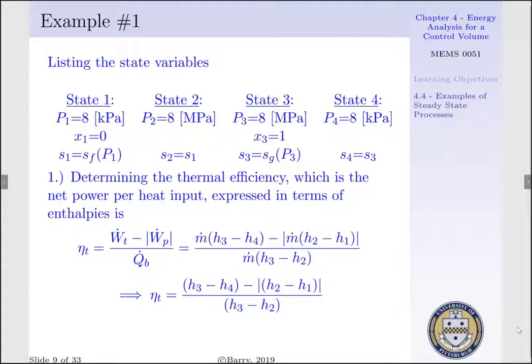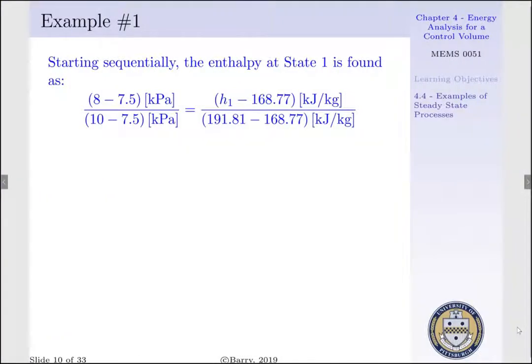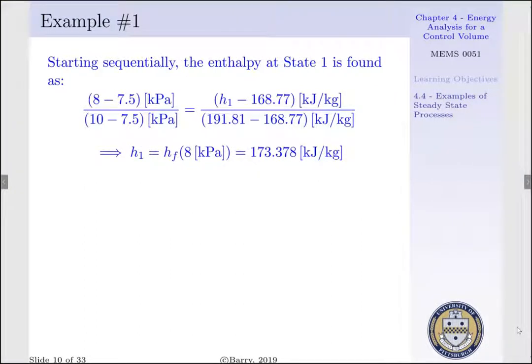Our mass flow rates drop out, thus our thermal efficiency is expressed as H3 less H4 less the absolute value of H2 less H1, per H3 minus H2. Starting sequentially, we need to find our enthalpy at state 1. We're given a pressure of 8 kPa and a quality of 0. Thus, if we use our saturated liquid pressure tables, referencing our saturated liquid specific enthalpy, we can determine our enthalpy at state 1, being that of our saturated liquid specific enthalpy taken at 8 kPa, which is 173.378.